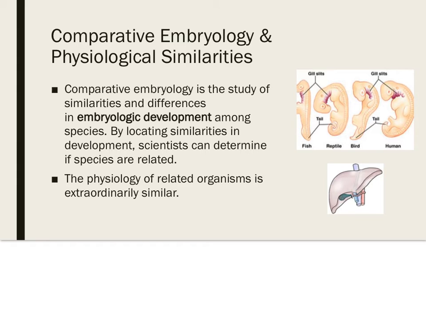So, the physiology of related organisms is extraordinarily similar. So, for example, certain organs, such as the liver, function the same way in all mammals. So, this suggests that all mammals are descended from a common ancestor whose liver functioned in the same way as the livers found in current mammal species.